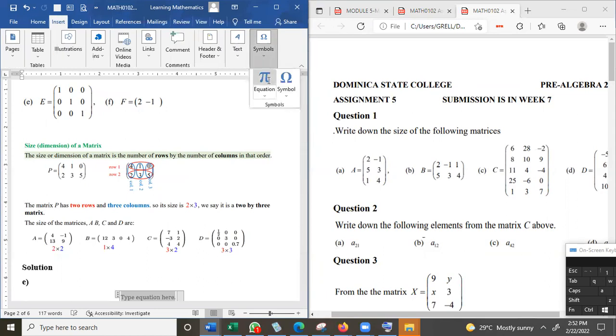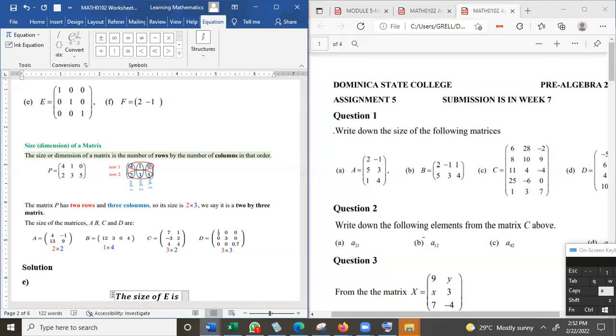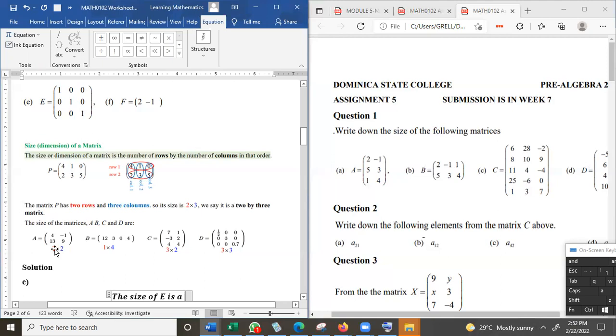Okay, the size of E is a, so a sentence would be preferable here. Okay, here in the answer, they write the matrix first and then they put the size under it. If you want, you can do it like that, but you can write the size of A is.